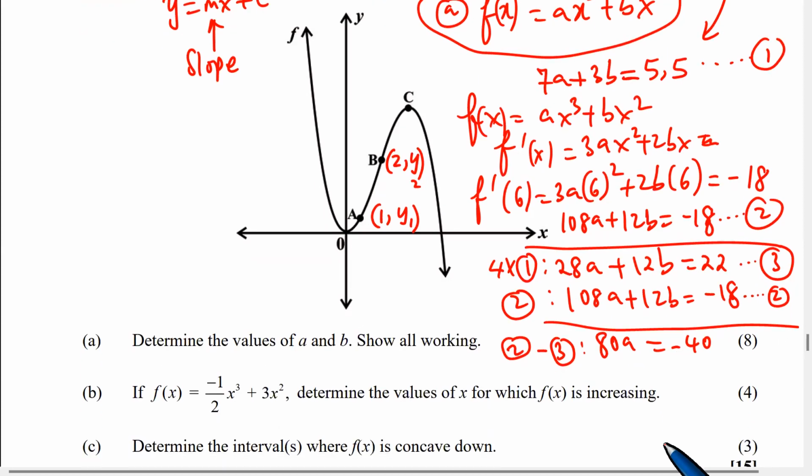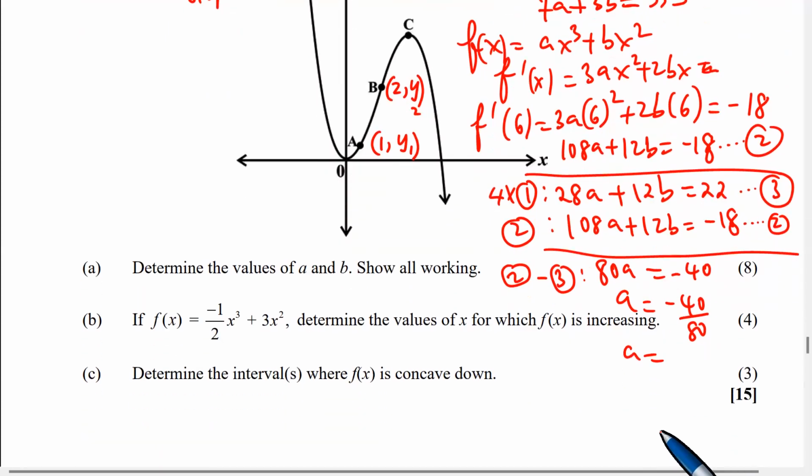Right, if you solve for a, we divide through by 80, which is minus 40 over 80. What is minus 40 over 80? Minus 1/2, 0.5. Now, we want to determine the values of A and B. A is already minus 1/2. What is the numerical value of B and how can we find it? These are simultaneous equations we need to solve.